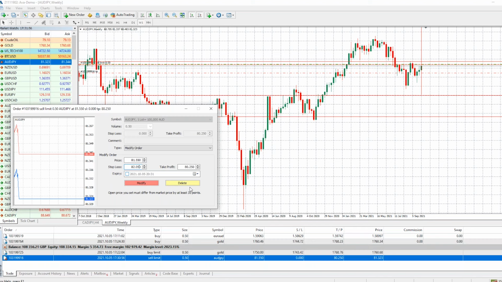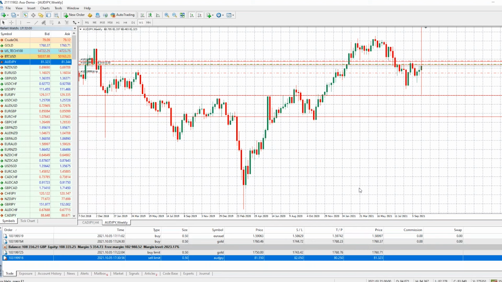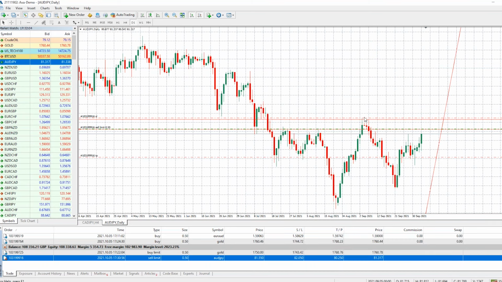82.05 for the stop loss. Modify. Okay, there we are. So now I've got my stop loss if I go to the one-day candles, just above the one-day candle resistance, the upper resistance. So it would have to break if I enter on this.